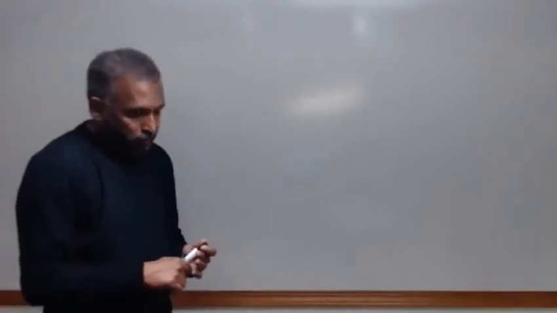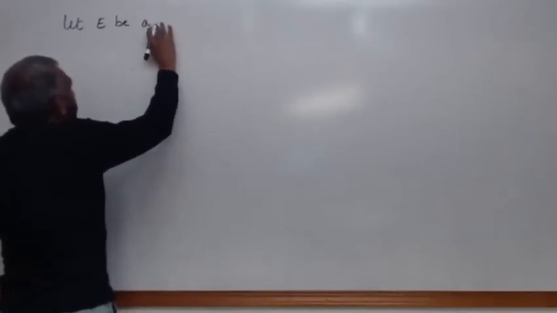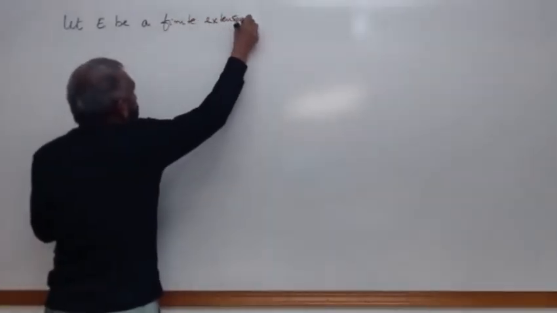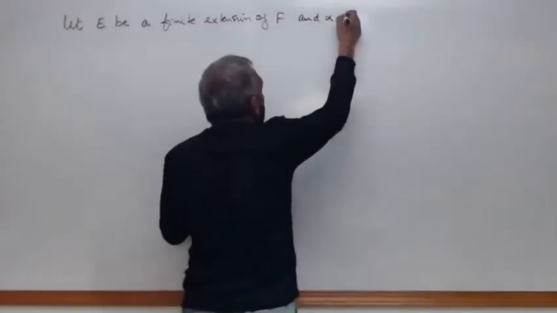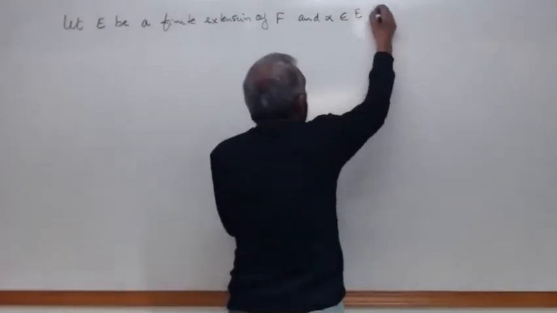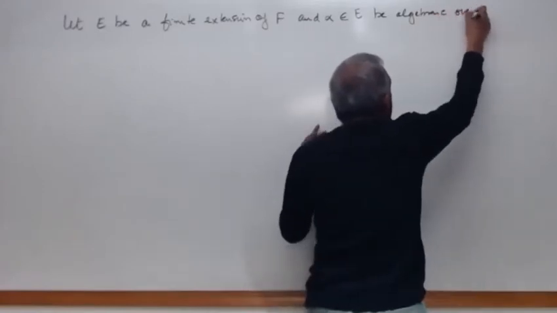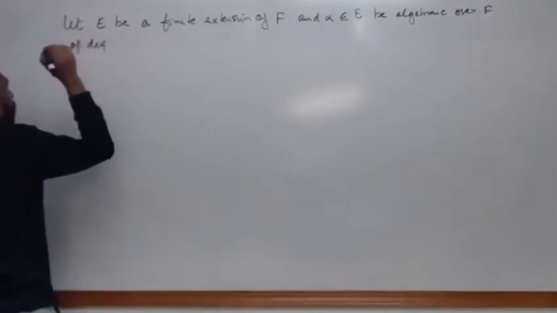We'll do one more problem. Let E be a finite extension of F and alpha belongs to E be algebraic over F of an odd degree.